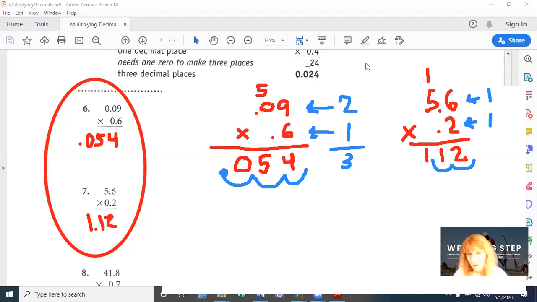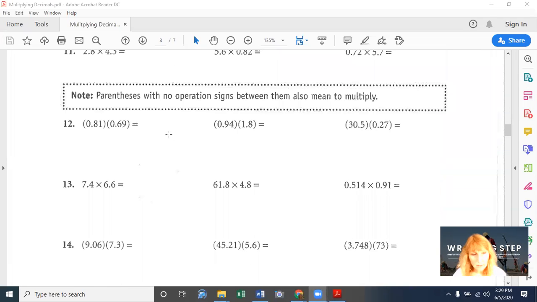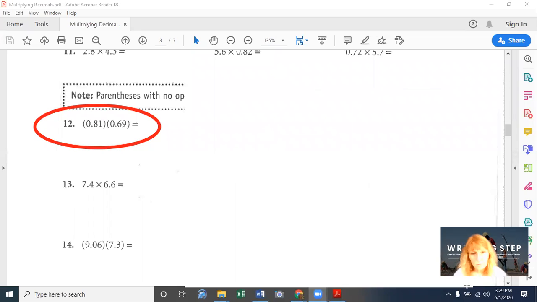Let's move on a little bit here. When you see them written like this, this means to multiply. So, for instance, number 12, there's no multiplication sign between them, but the parentheses next to each other means to multiply the 2 numbers together. So we can go ahead and do that one. Let's give that one a try. So we have 0.81 times 0.69. Again, I'm dropping the 0 in front of the number. .81 and .69.